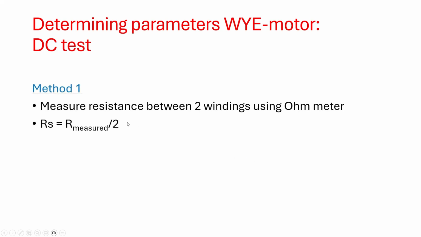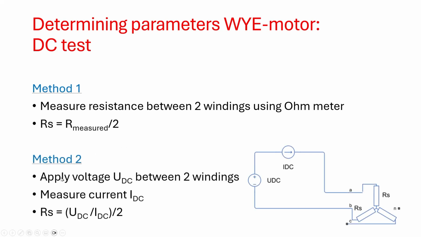And for the DC test, we measure the resistance between the 2 windings, for instance by using an ohm meter. And when your motor is connected in a Y configuration, that winding resistance, RS, is equal to the measured resistance divided by 2. But probably a better method is that we apply a DC voltage to 2 windings, so in this configuration. And we measure the DC current over there, and then in the same situation we can define RS as UDC divided by IDC, and then divide that result by 2 because of that series connection over there.